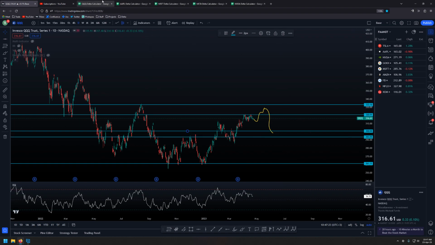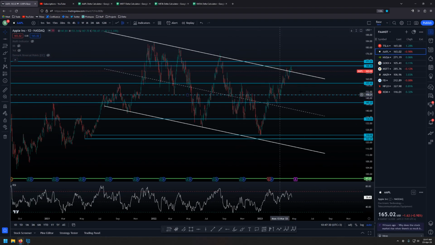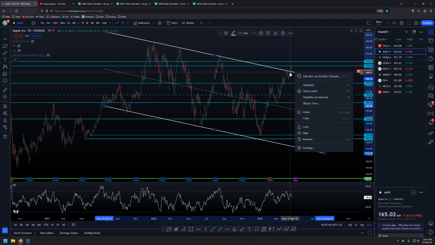With this being said, let's move on to individual names, and we're going to start with Apple. Apple looks like this right now. I drew a bunch of lines as well. This is the channel that I've been tracking for quite a while, and you can see that we broke out above it a bit. We kind of did that in the past as well, so it's not really that important.